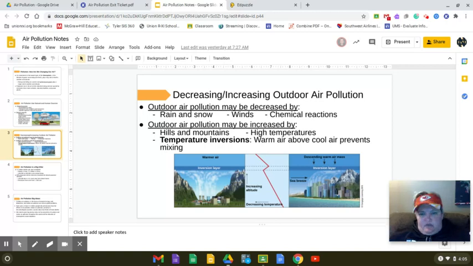High temperatures also help to increase this, and what's called temperature inversions. I have two pictures here of temperature inversions that kind of explain what it is. But basically, it's all about those mountains again. It's the air in places like Los Angeles, which is kind of what you have happening here.